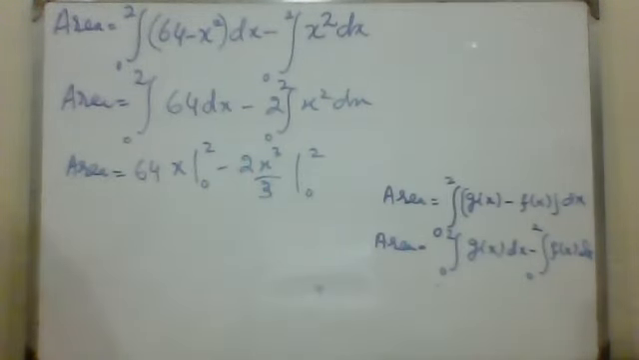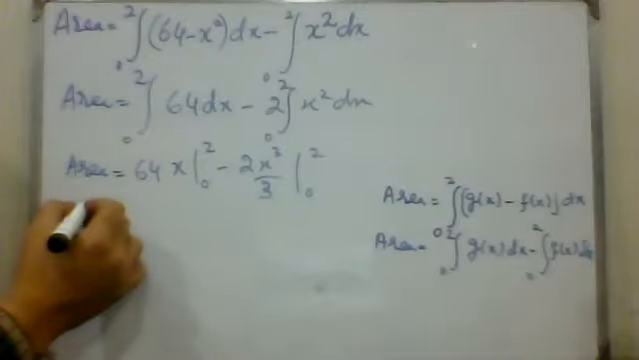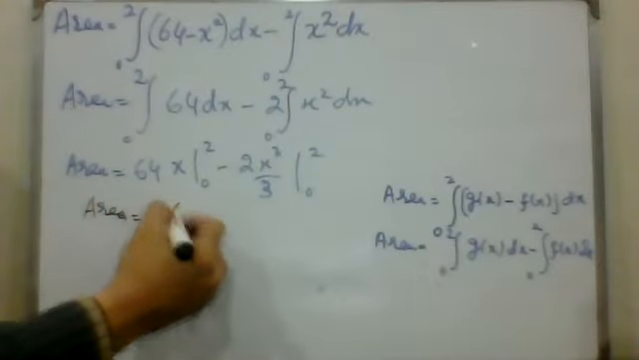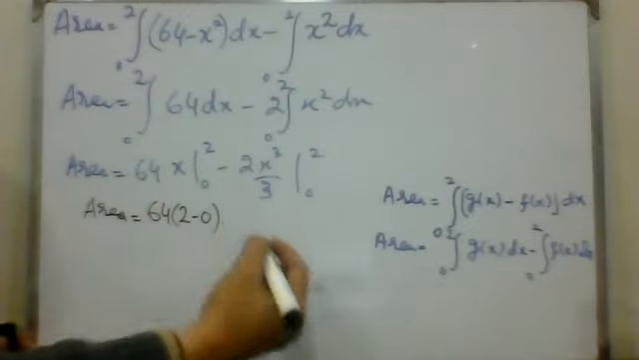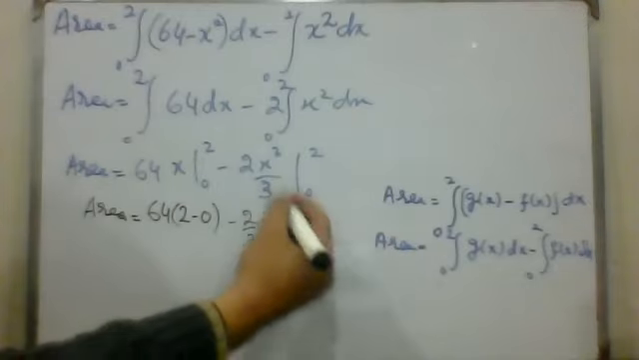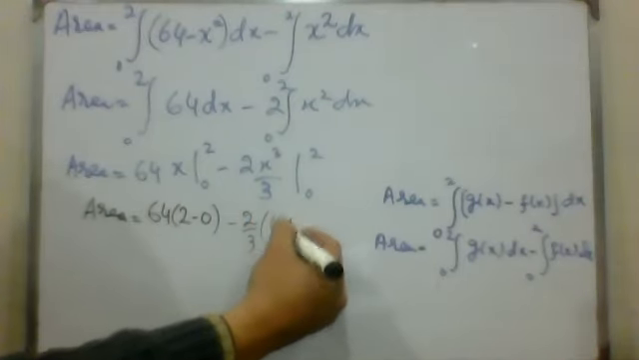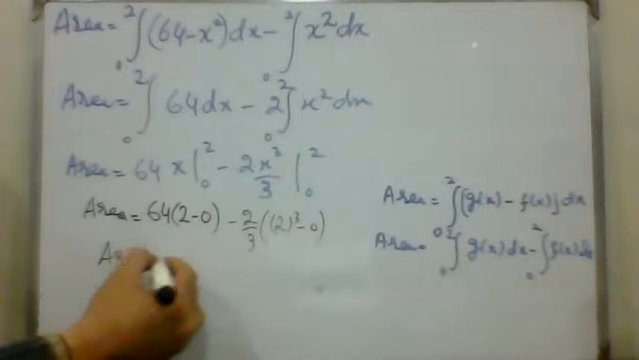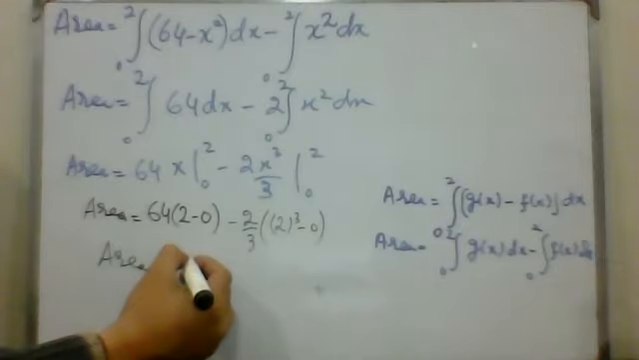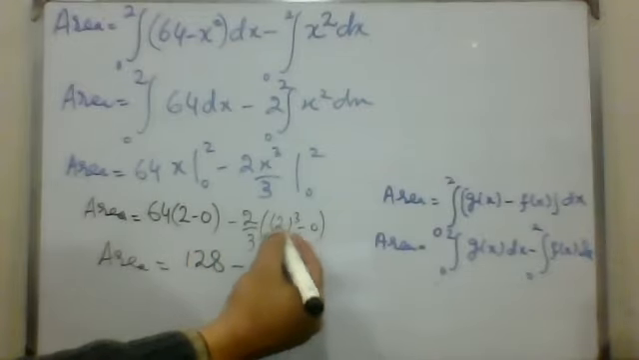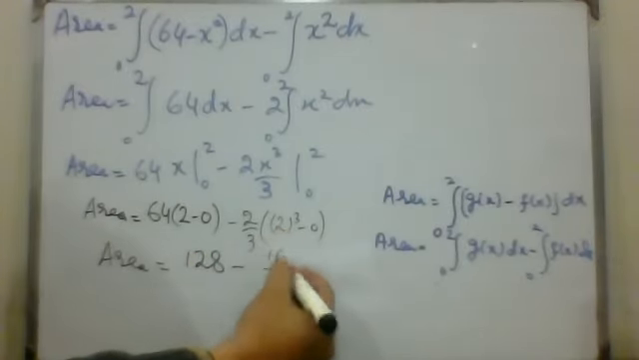So here, after applying the limit, we get area is equal to 64 times 2 minus 0, minus 2 by 3, and applying the limit, 2 power 3 minus 0. So area is equal to 64 multiplied by 2 is 128, minus 2 power 3 is 8, 8 twos are 16, divided by 3.